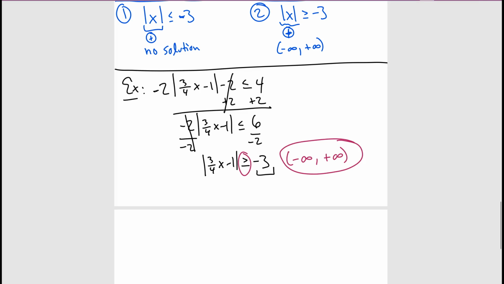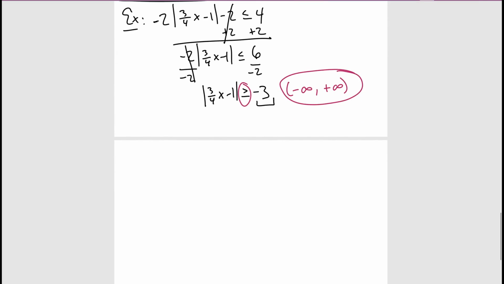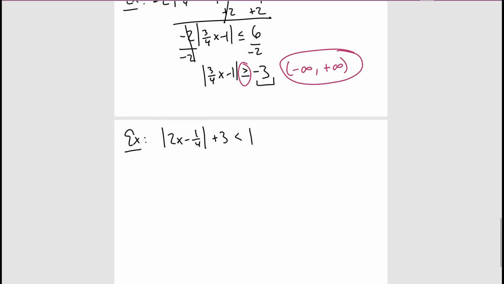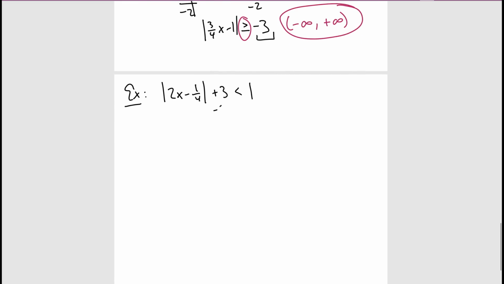Okay, and now let's do one more problem. Let's say we had the absolute value of 2x minus 1/4, plus 3, is less than 1. Okay, so let's go ahead and move the 3 over, so minus 3 to both sides. So you're going to have the absolute value of 2x minus 1/4 is less than negative 2.